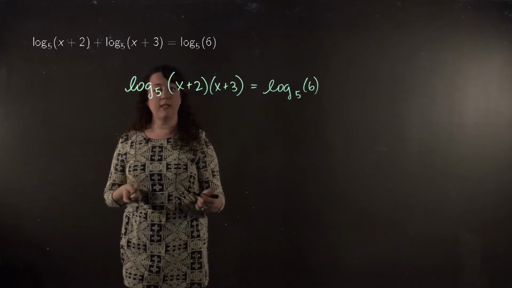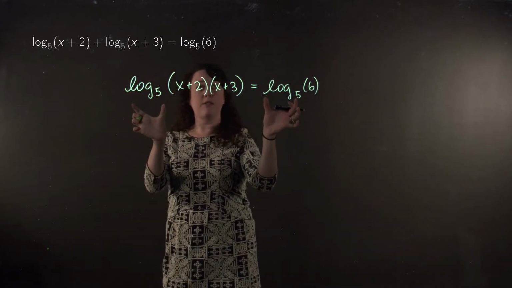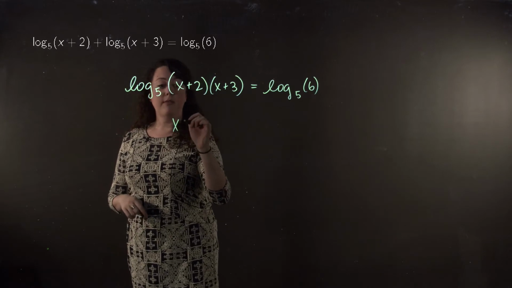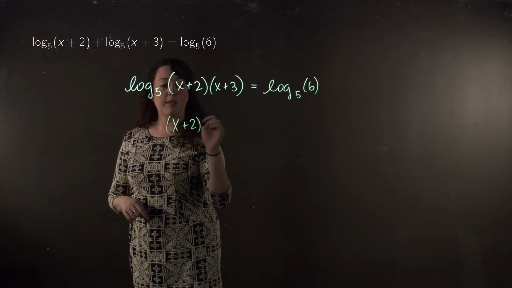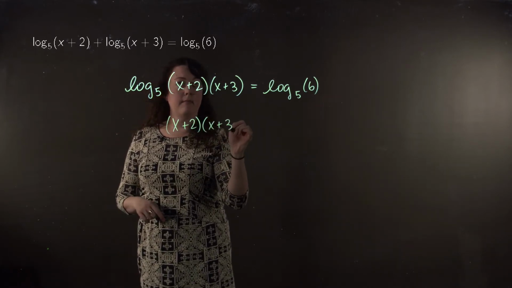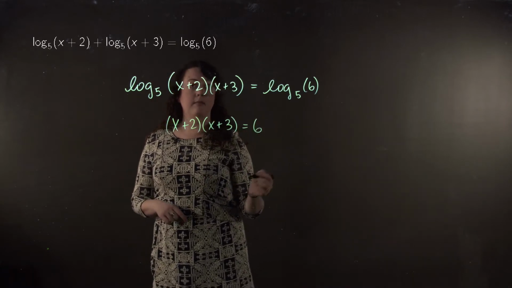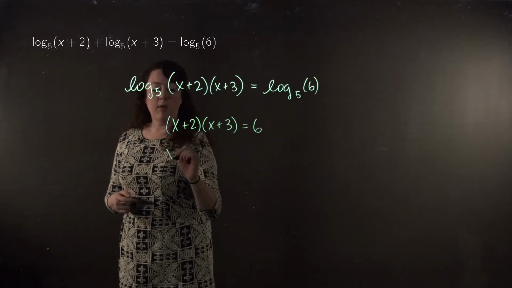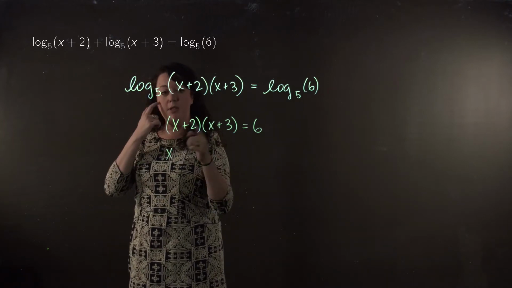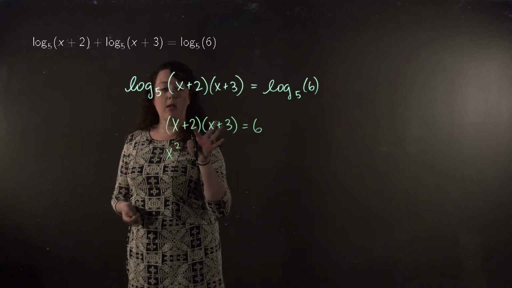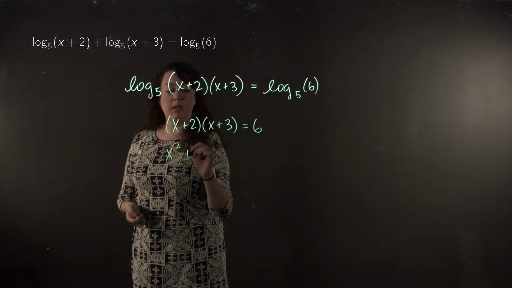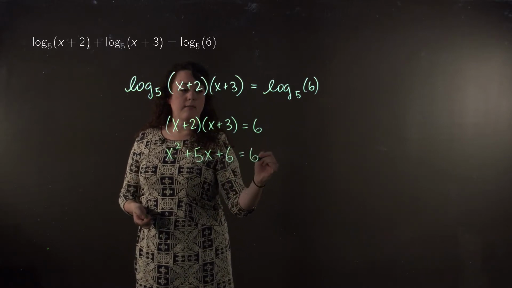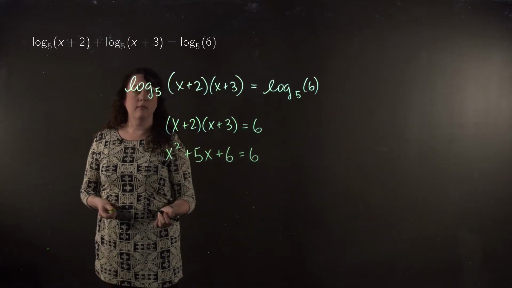All right, on the left-hand side, now I see that these are both log base 5, which means they'll cancel out. So I'm really just going to have (x plus 2) times (x plus 3) equals 6. Okay, so let's solve this. What is (x plus 2) times (x plus 3)? Well, if I FOIL it, or do each with each, x times x is x squared. I'll have 3x and 2x in the middle, so that's 5x plus 6 equals 6.